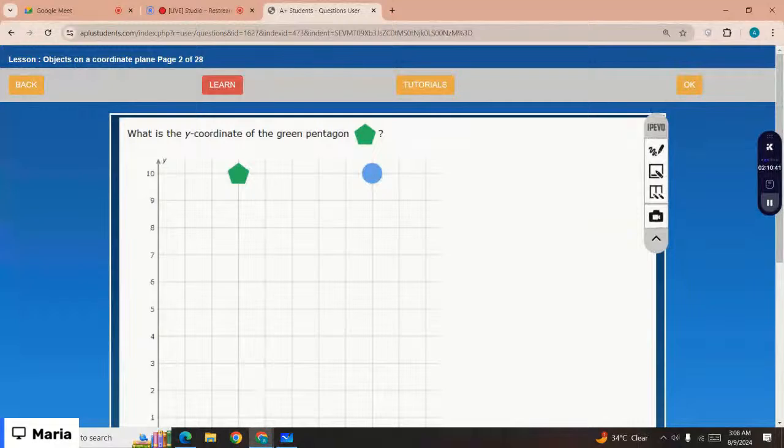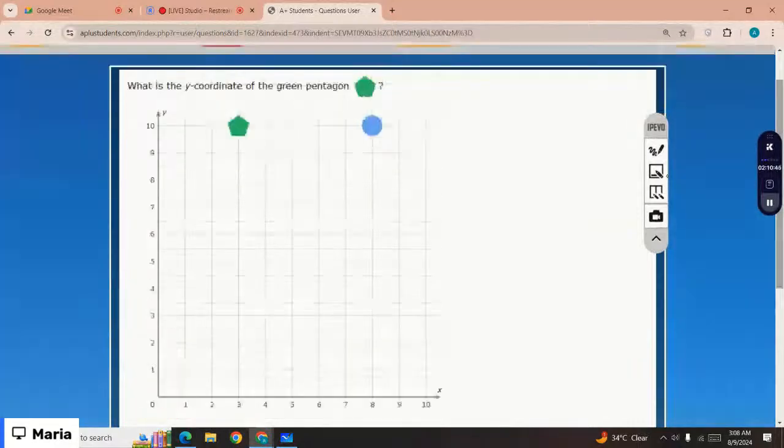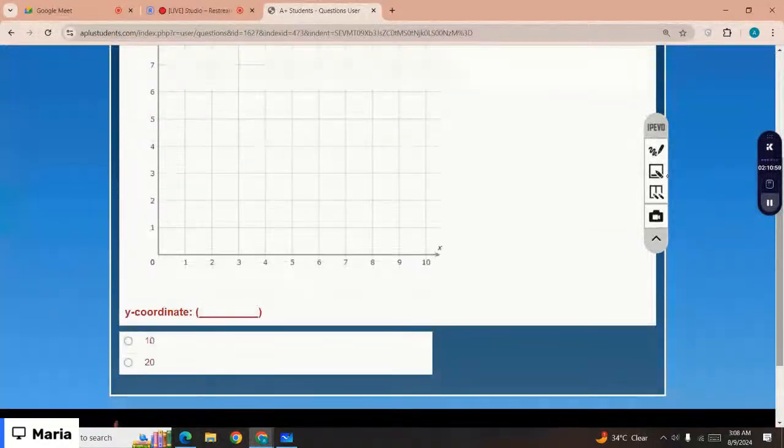What is the y coordinate of the green octagon? You have to find the y coordinate only. So just match it to the y-axis. Here it is, it would be 10. The correct option is 10. Option number 1 is the correct option. Got it?